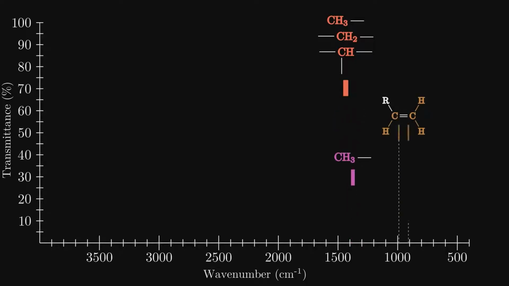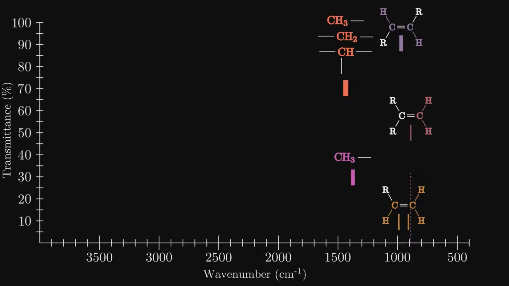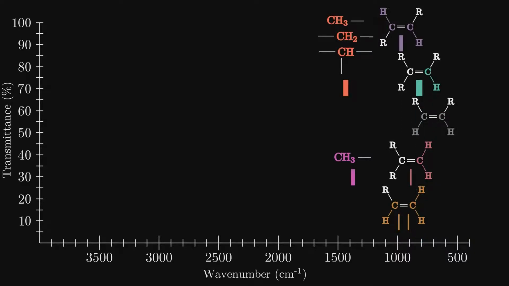The remainder are carbon-hydrogen bonds on an alkene. A monosubstituted terminal alkene will have peaks around 990 and 910. The trans-alkene peak is around 970. A disubstituted terminal alkene peak is near 890. Trisubstituted alkenes have a peak between 840 and 800. And finally, the cis-alkene peak should fall within 730 and 675.